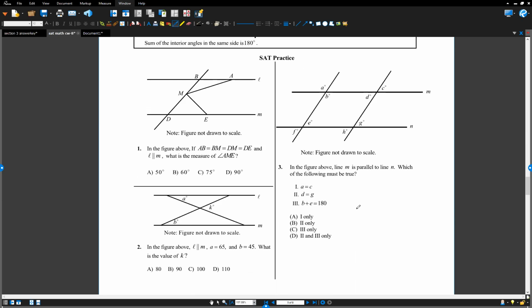You have one transversal, but this is kind of two transversals out there. AB and BM are equal, which is isosceles, and DM and DE are equal, isosceles. What that means is, if this is the angle A, this is the angle A, right? This is the angle B, the other way, this is the angle B. All right, base angles are congruent. Okay, so what is the measure of angle AME? Where is AME? This angle.